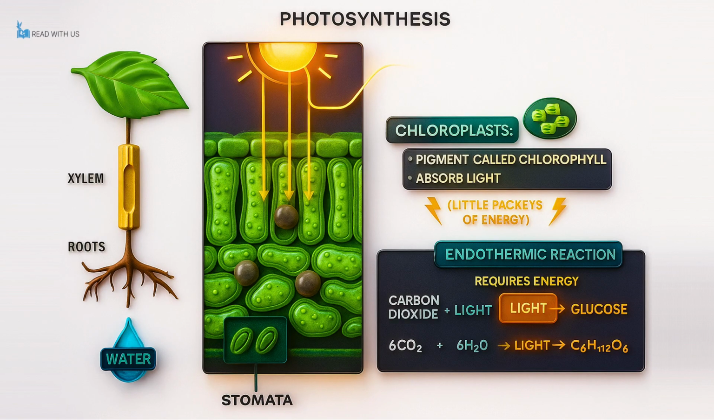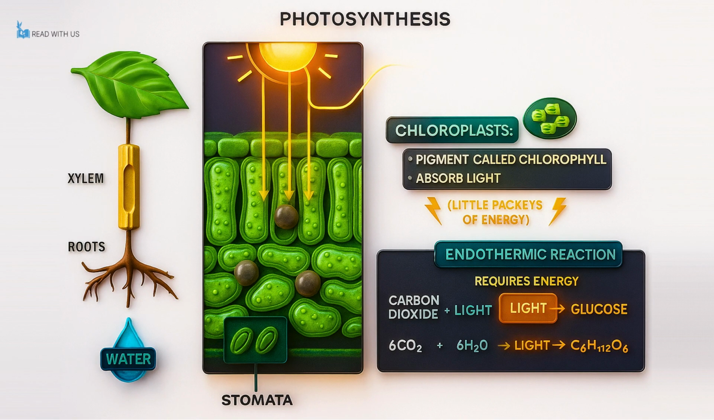In order for a plant to grow and survive, it must carry out a process known as photosynthesis. This incredibly important biological process occurs primarily in the leaves of the plant and more specifically within the subcellular structures called chloroplasts. Inside these chloroplasts is a green pigment called chlorophyll, which has a special ability to absorb light energy. You can think of light as small packets of energy being captured by the plant.